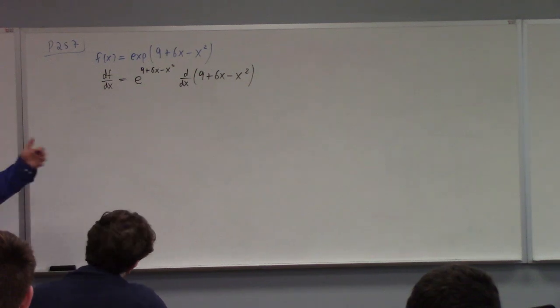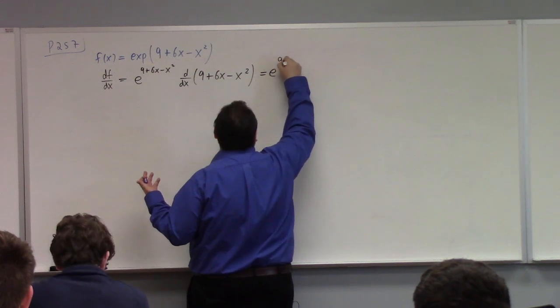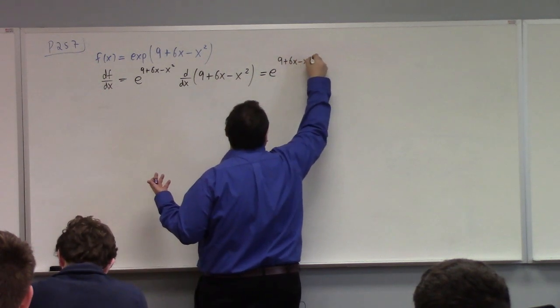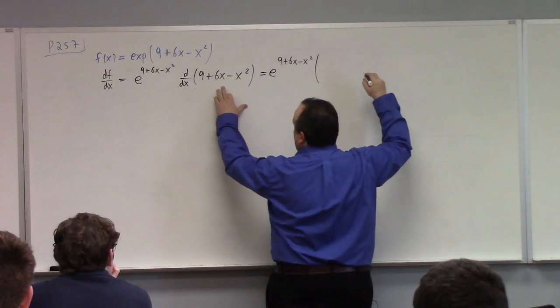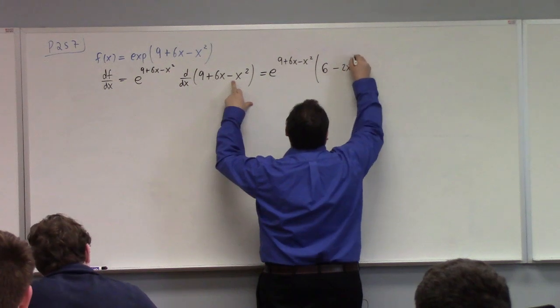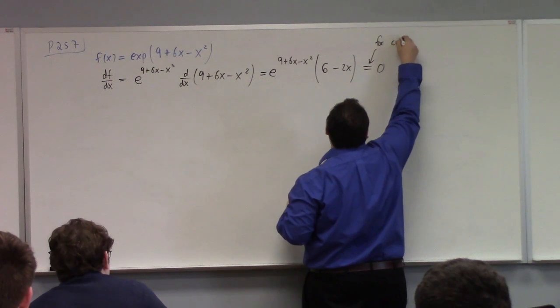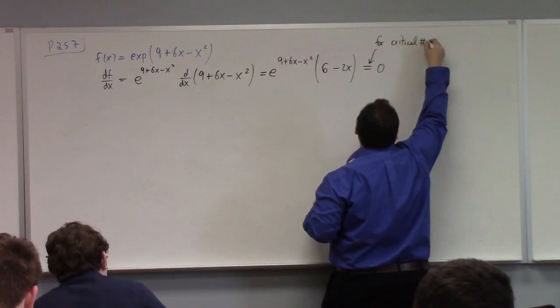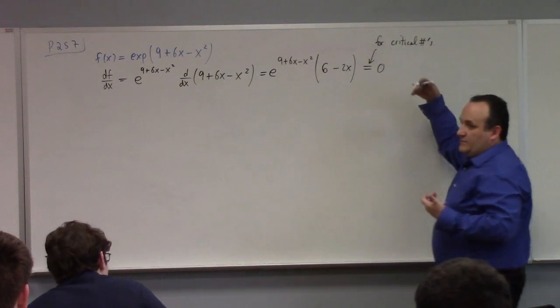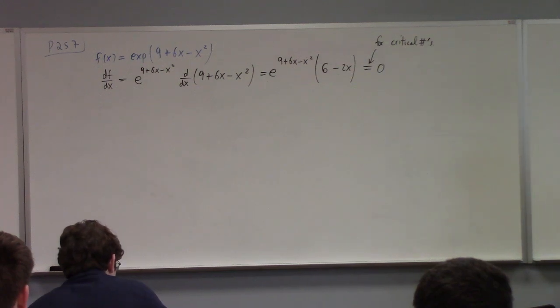So what goes on here? We have e to the 9 plus 6x minus x squared times, what's the derivative of this? Well, 6 minus 2x. If we set this equal to 0, that's for critical numbers. Every critical number corresponds to a critical point here because the domain of the function is all reals. There's no vertical asymptotes, and there's no places where the derivative doesn't exist.